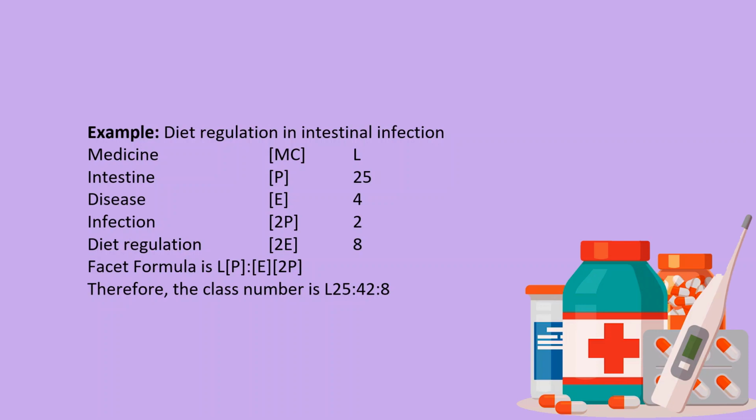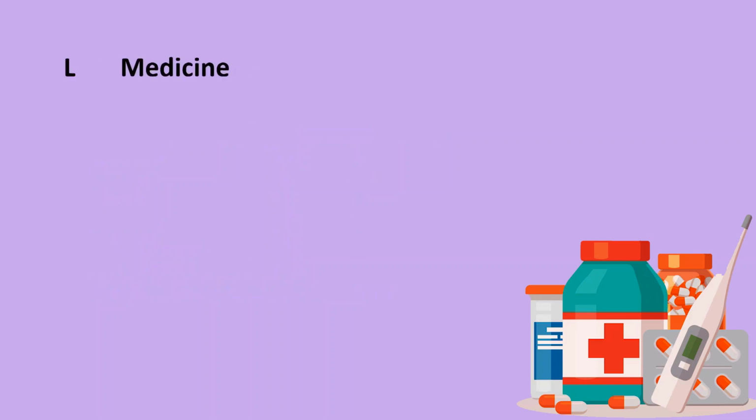Again another example is here, diet regulation in intestinal infection. Intestine is 2-5 in the personality facet of main class medicine. Then disease in the energy facet is denoted by 4. Infection in the second round personality facet is denoted by the digit 2, and the diet regulation is denoted in the second round energy facet, and the notation is 8. Therefore, the class number is L25:4:2:8.